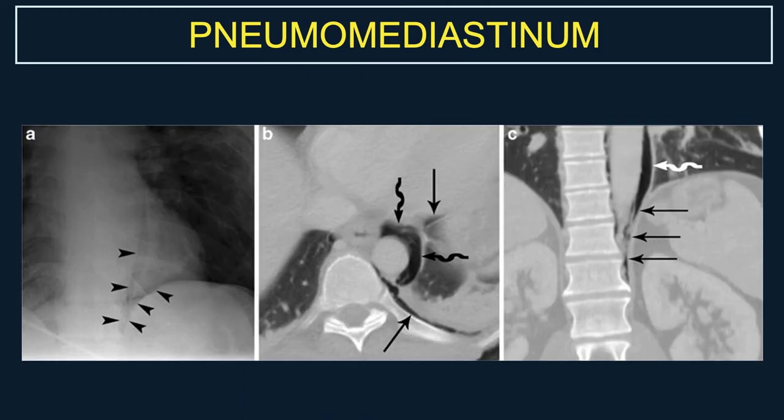The Naclerio V sign is a sign described on the plain film in patients with pneumomediastinum occurring often secondary to esophageal rupture. It is seen as a V-shaped air collection with one limb outlining the left lateral mediastinal border, while the other limb is between the parietal pleura and left hemidiaphragm.